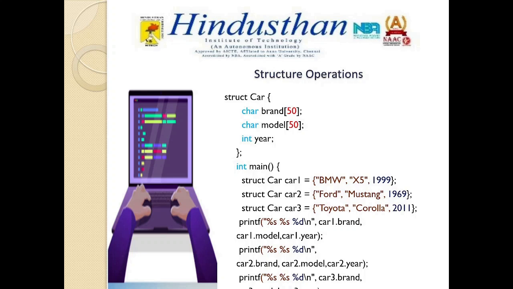Car1 dot brand. We are accessing members. Now we are clear about accessing members. Car1 dot brand is a member. Car1 dot model is a member. Car1 dot year is one of the members. In the same printf, percentage s, percentage s, percentage d, we are using car2 dot brand, car2 dot model, car2 dot year. Then the third one, same also like that, brand, model and year.